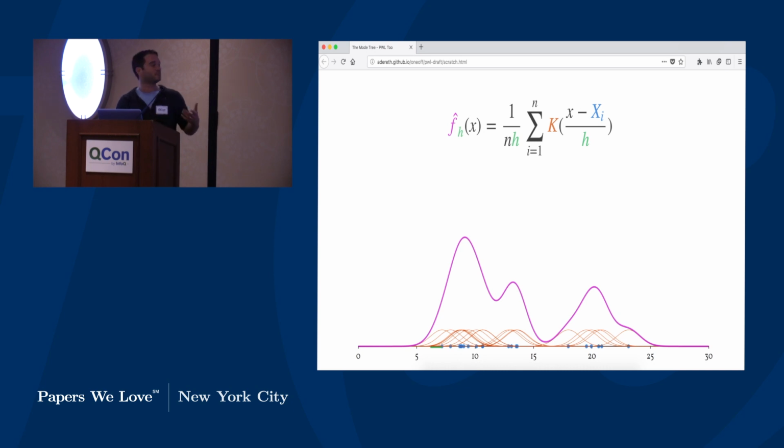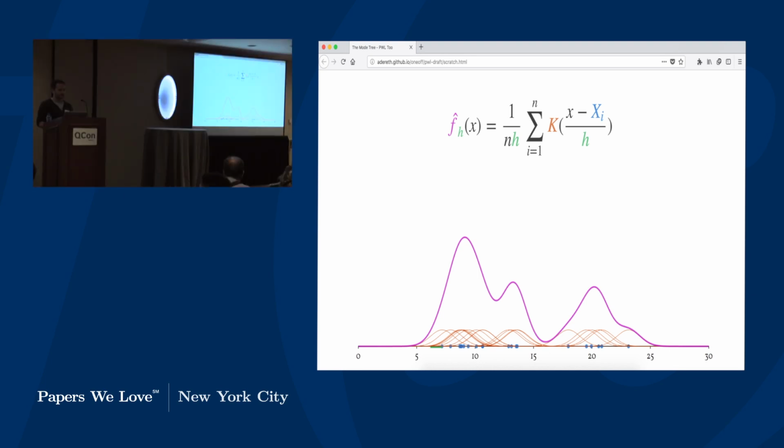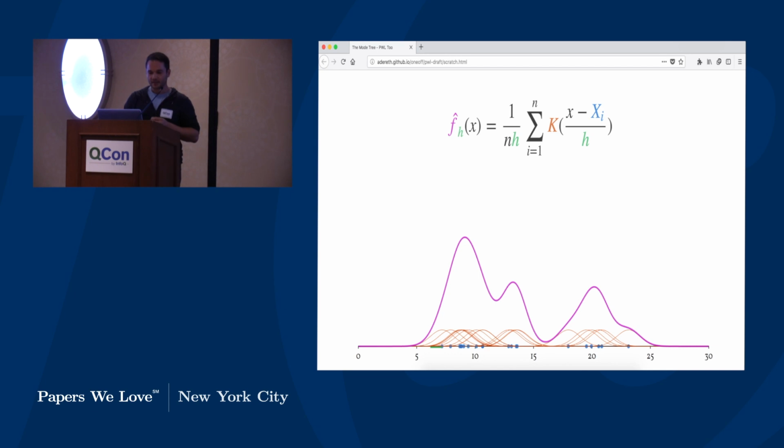You could think of this as a fancy smooth histogram. If you are a statistician, you call this a PDF or a probability density function. And it gives us an idea of where the data is concentrated. And we can see that it's got these 3 bumps, these 3 local maxima.